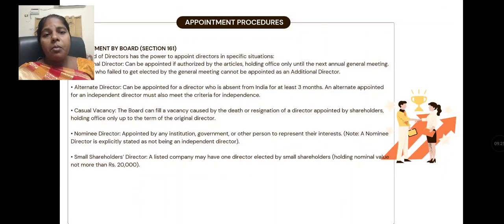Next, moving on to the appointment procedures of directors. As we have seen in classification, for an alternate director, in case the person is absent for 3 months, an alternate director is appointed. In case of a nominee director, to protect the interest of people who have advanced loans, a person is appointed by the third party, and is called a nominee director. So in various situations, people are appointed as directors, as we have seen in classification. Maybe you can just go through this.